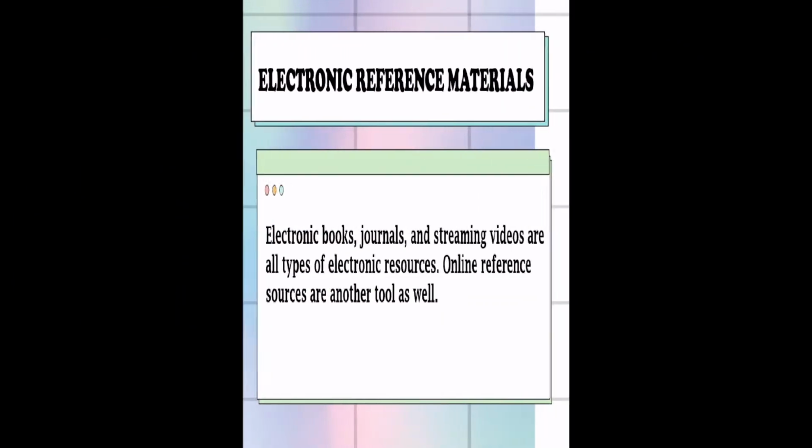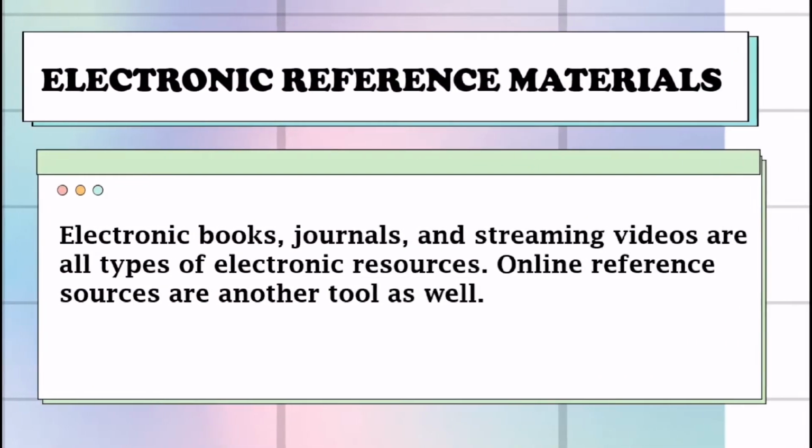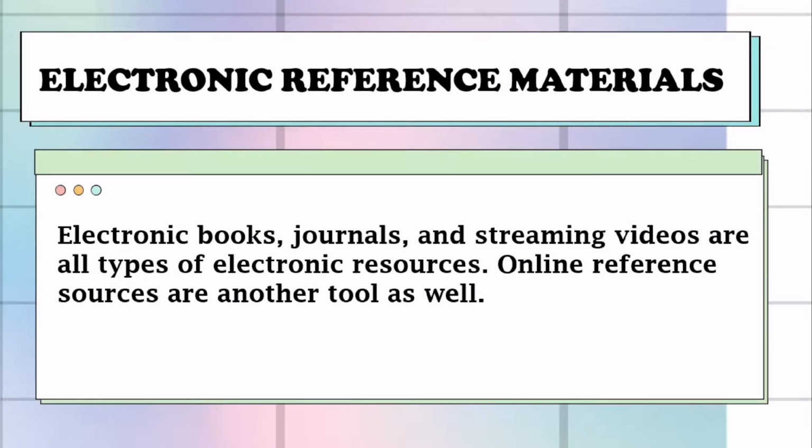Next is electronic reference materials. Electronic books, journal, and streaming video are all types of electronic resources. Online reference sources are another tools as well. Sa panahon po natin, syempre madami na tayong reference na pwedeng pagkuhanan or mapaghanapan.